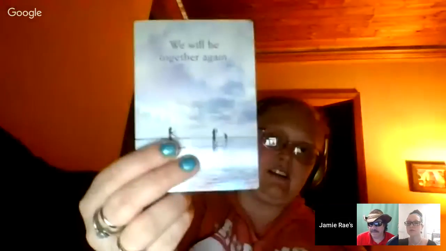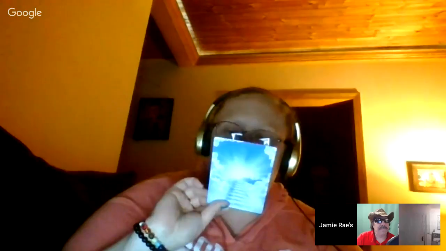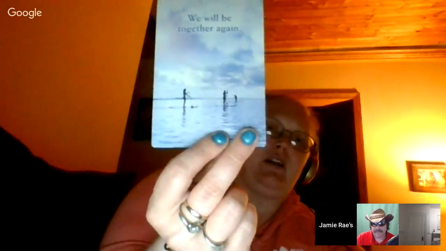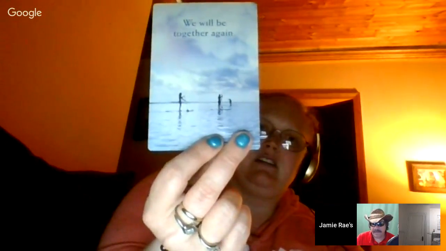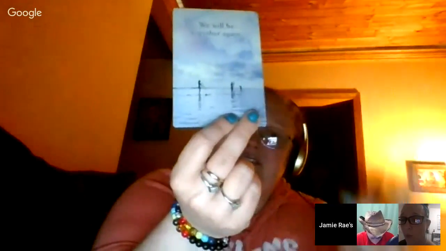Okay. Brittany, your card is We Will Be Together Again. These are Talking to Heaven cards, so they're Oracle medium cards. In the picture, there are people in the water, paddle boating, standing on the water, and you see somebody in the distance, and that's the person that's gone.